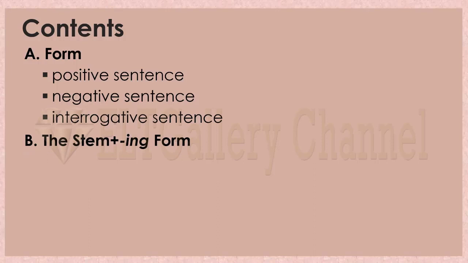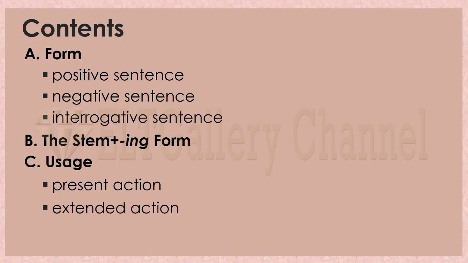I will talk about the form of the predicate. It's be plus stem plus ing. And then we'll talk about the usage, when the present continuous is used. And then the last, here we have the present action. These are the reasons for the use of the present continuous: present action, extended action, and future program.